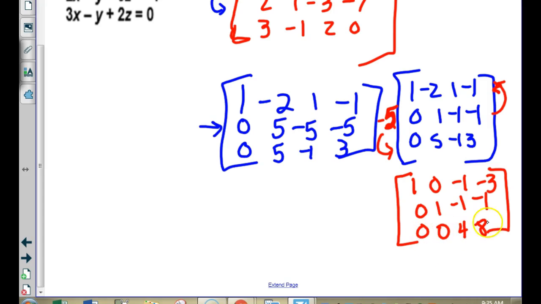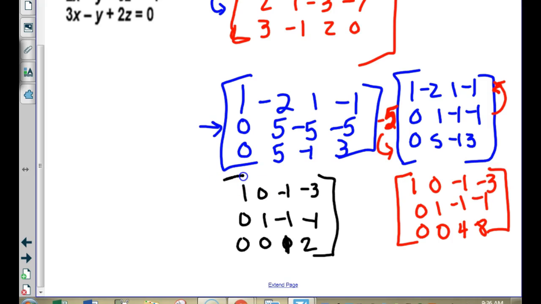But anyway, if I take this bottom row and I divide it by 4, what would it have? 0, 0, 1, 2. This one is 0, 1, negative 1, negative 1. I'm going to stop here. We used to go further than this, but I want to show you what we just did. If I put back in the variables, what does this bottom equation say? 0x plus 0y plus 1z equals 2. Okay? We just found z equals 2.